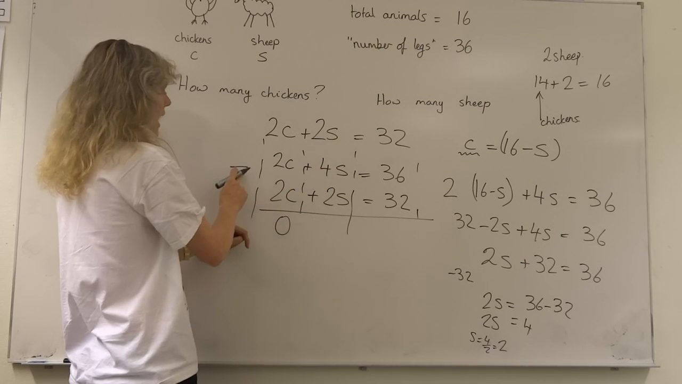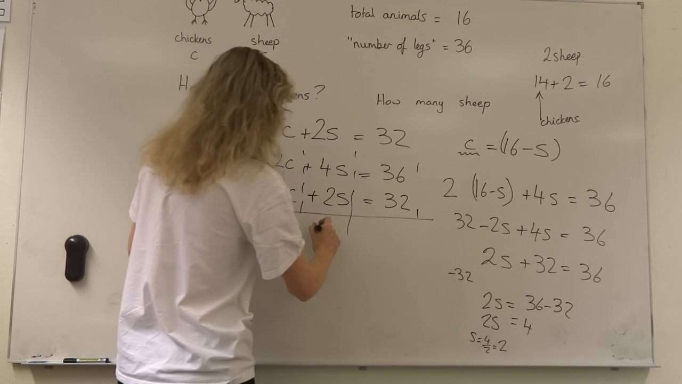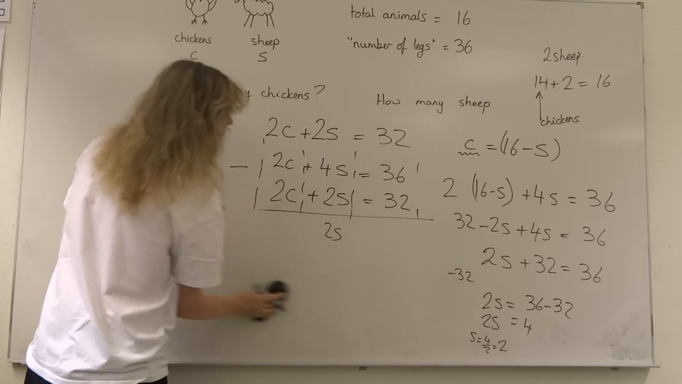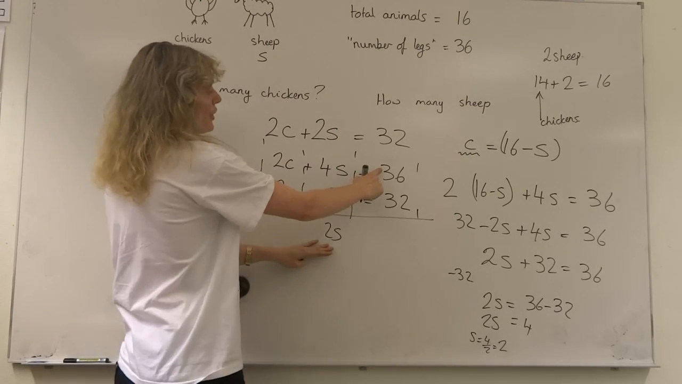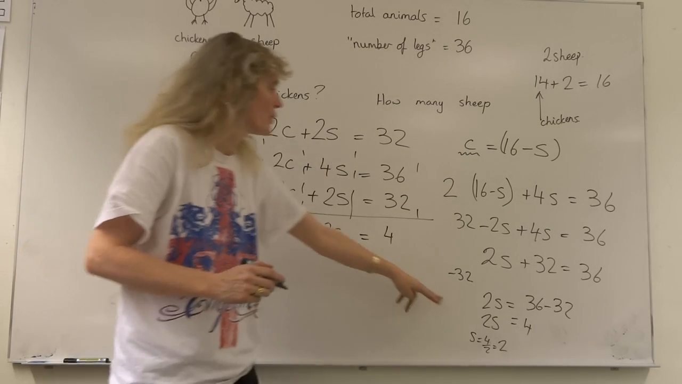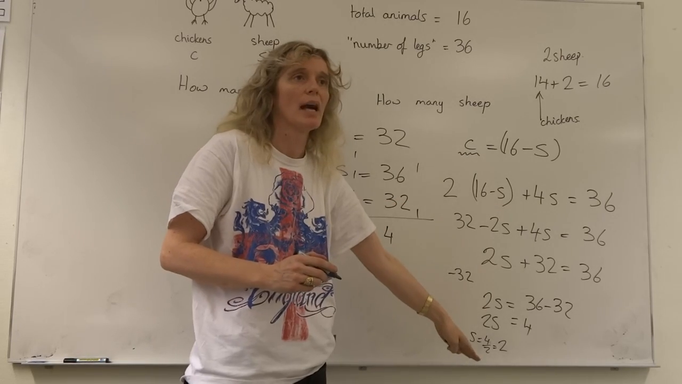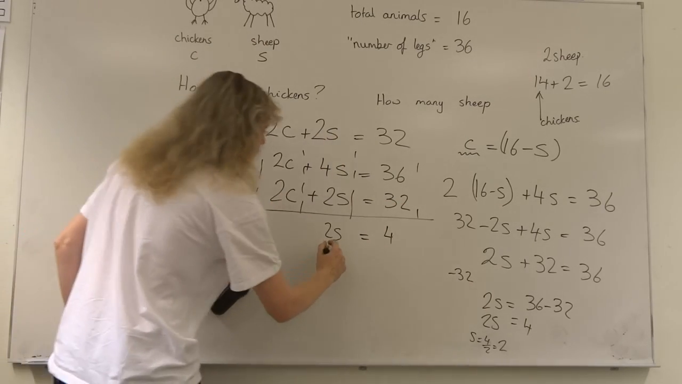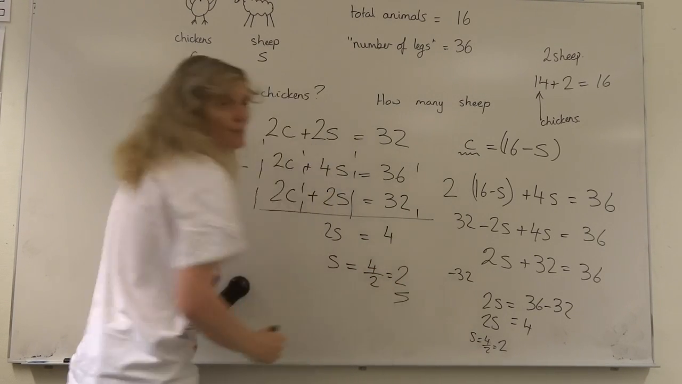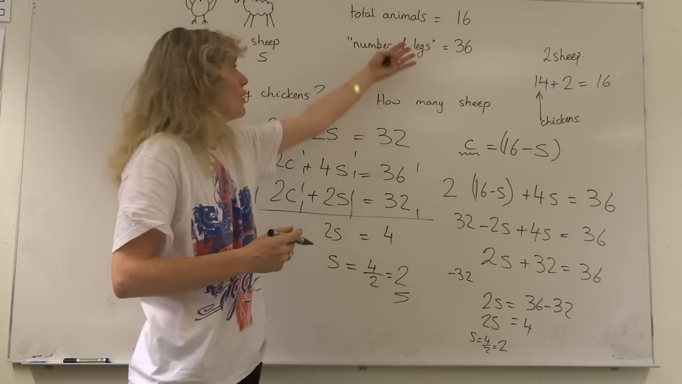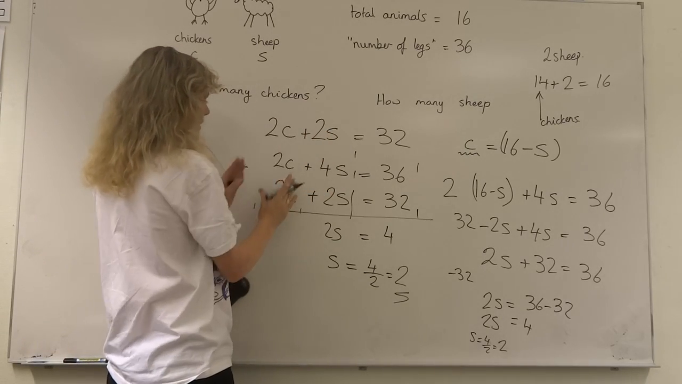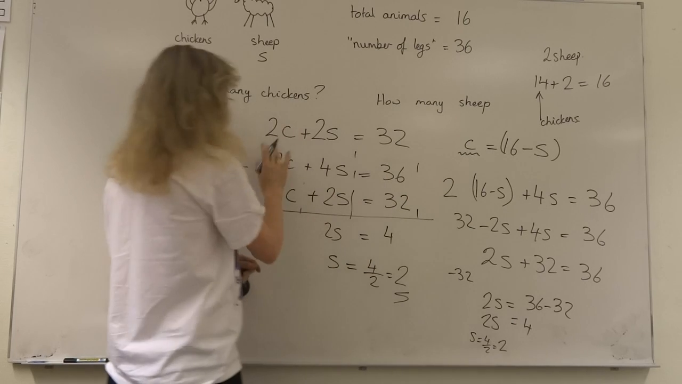What is 4s minus 2s? It gives me 2s. So this one is 0, I can ignore it. So 4s minus 2s is 2s. 36 minus 32 is 4. So here I get 2s equals 4 in one step instead of all of this working out. So I know that 2 lots of sheep is 4, so my number of sheep is 4 divided by 2 equals 2. So now I know my number of sheep is 2, I know my number of chickens must be 14. So this is the English way of doing it, where you get the numbers that are the same under each other, like numbers, and manipulate.